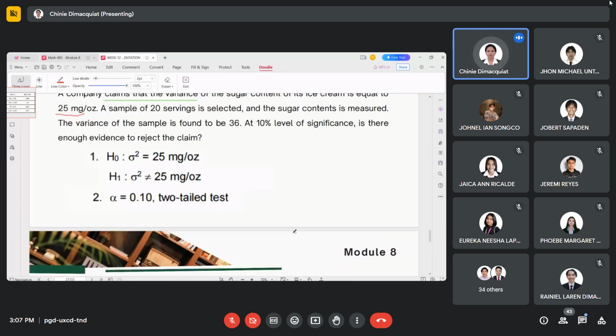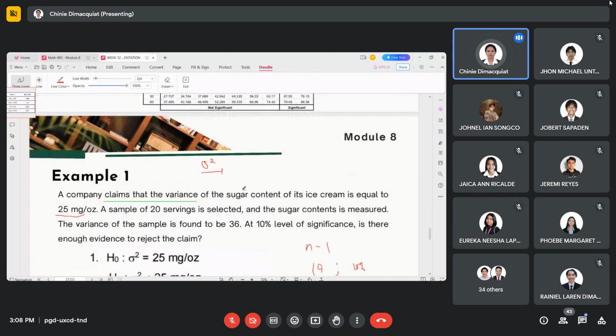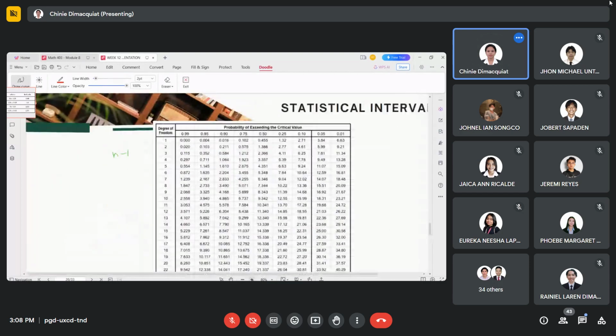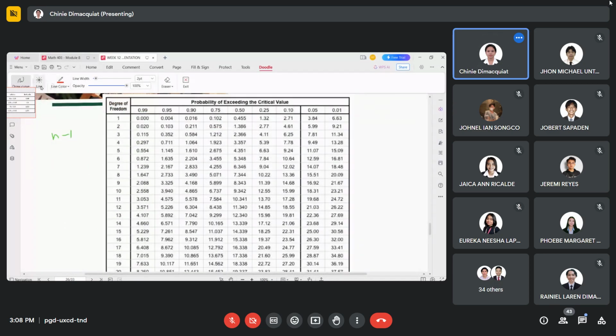balikan natin itong given. So, a sample of 20 servings. Therefore, yung ating DF na degrees of freedom ay 19. So, 19 and 10% level of significance. Ayan. So, 19 and 10. So, nasan ba si 19? Ito.